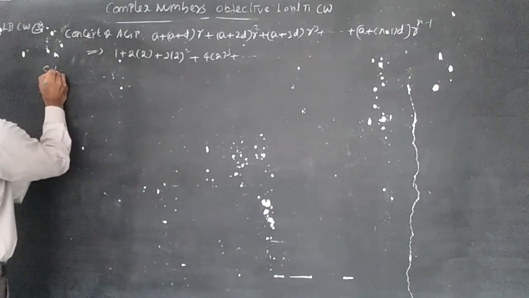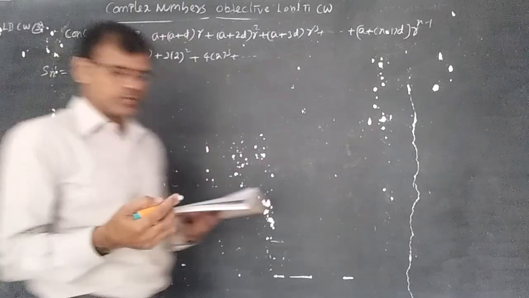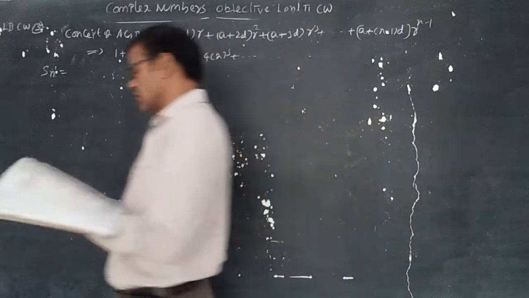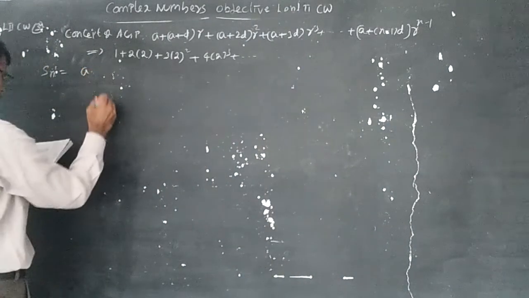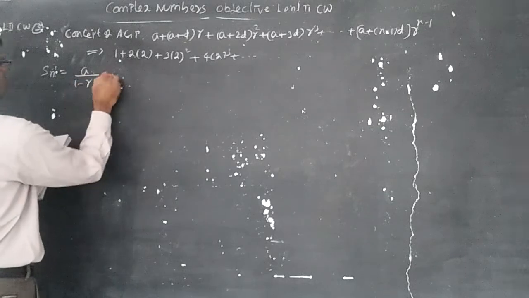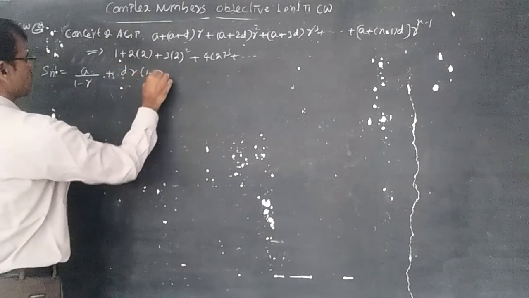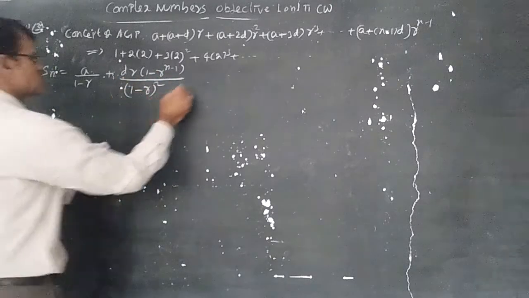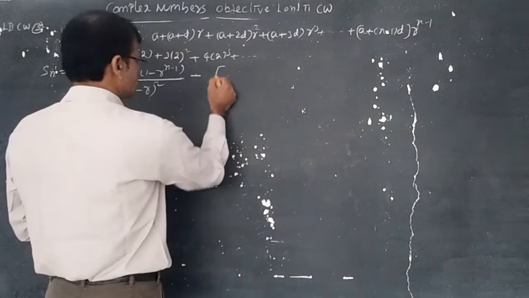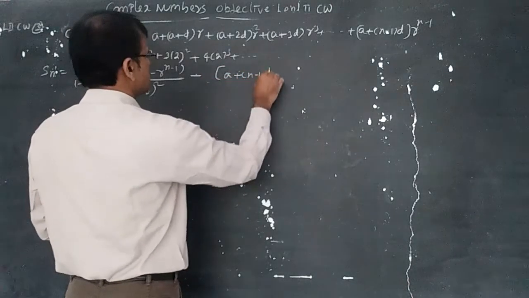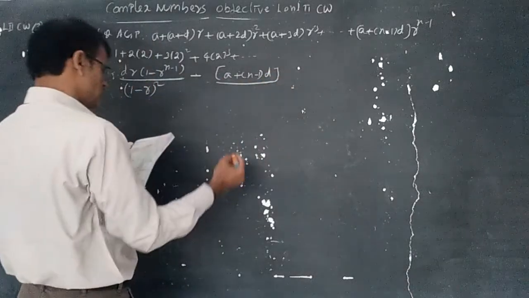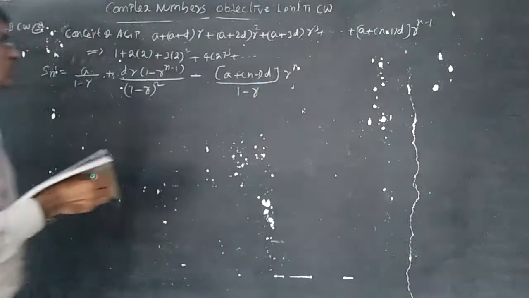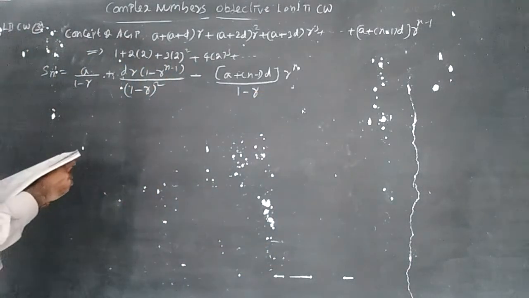For the arithmetic geometric progression, the Sn formula, which you will learn in the chapter of sequences and series, which is apart from our IPE. Now, write the formula: Sn is equal to a by 1 minus r plus dr into (1 minus r power n minus 1) by (1 minus r) whole square, minus (a plus (n minus 1) into d) into r power n by 1 minus r. This is the formula of Sn.